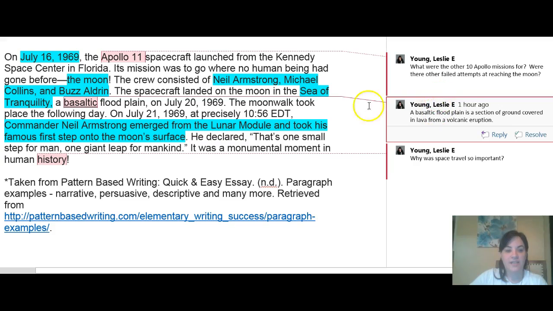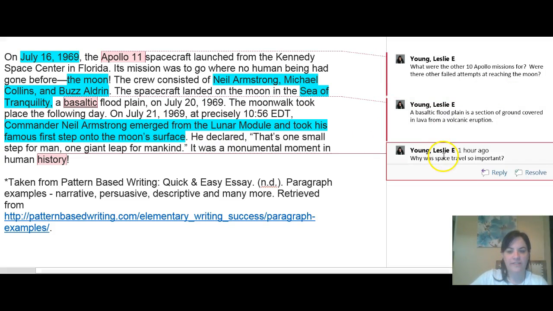Our next notation is with this underlined word, basaltic. And here we have the definition. A basaltic floodplain is a section of ground covered in lava from a volcanic eruption. So this is an example where a reader didn't know what a word meant and took the time to look up the definition and write it down.